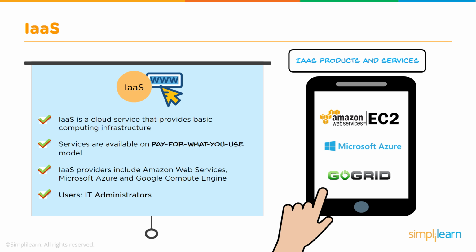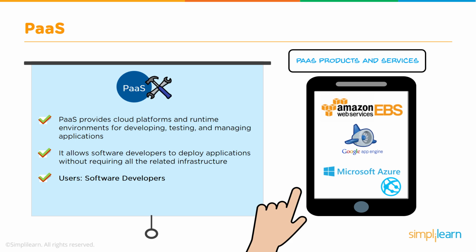IaaS gives basic computing infrastructure. It's based on a pay-for-what-you-use model. Some of the big cloud providers are AWS, Azure, and Google. And here the users generally will be IT admins. In PaaS, the provider gives you a platform or a runtime environment for developing, testing, and managing applications. It's platform ready. You buy the platform, you upload your code, and you start working on it. It allows software developers to deploy applications without running the underlying infrastructure. And as you might have guessed by now, the candidates who would use PaaS are software developers.